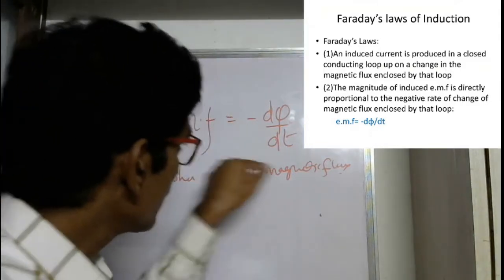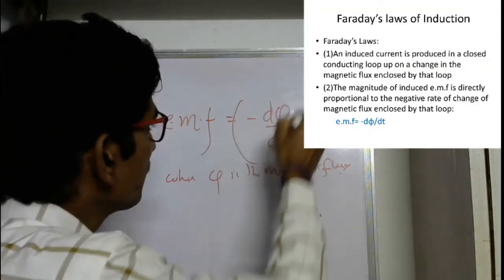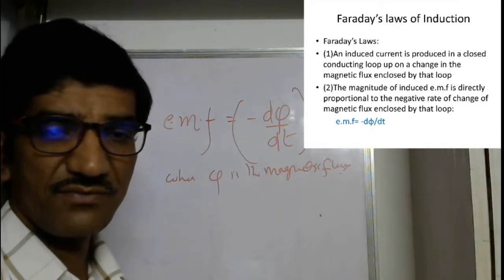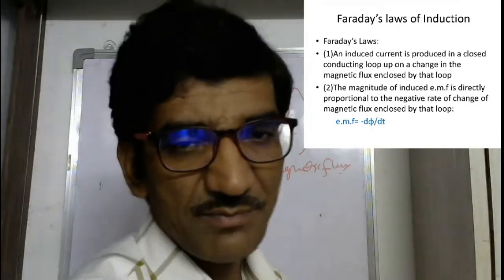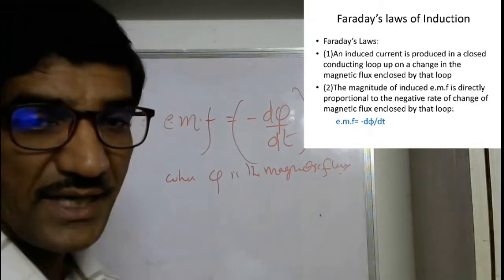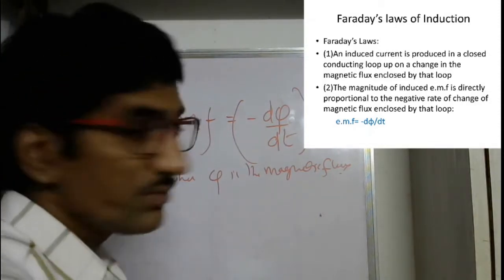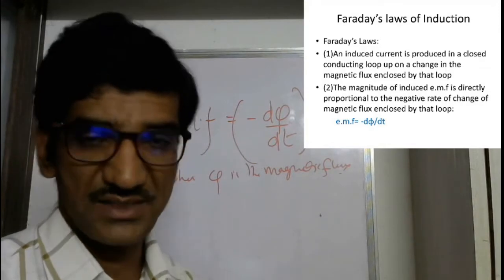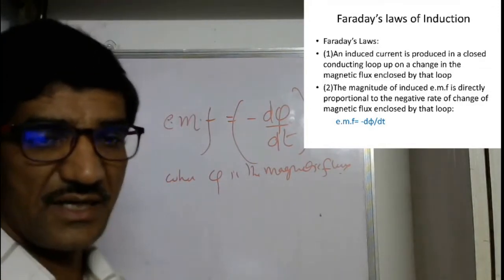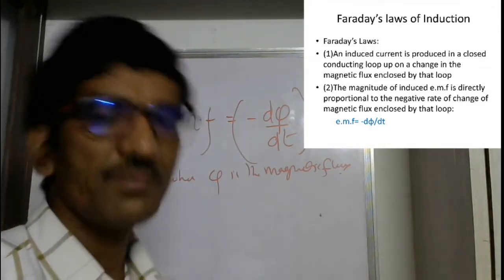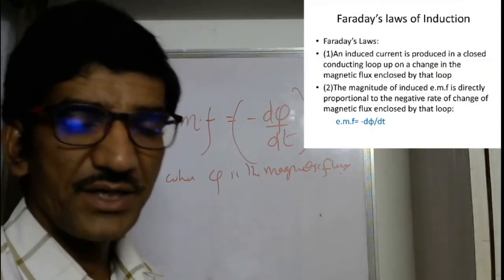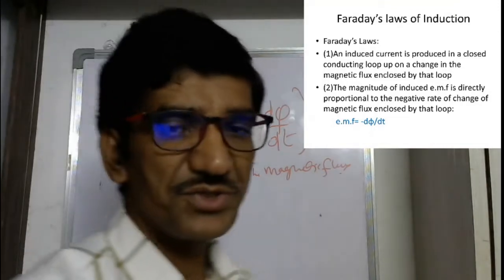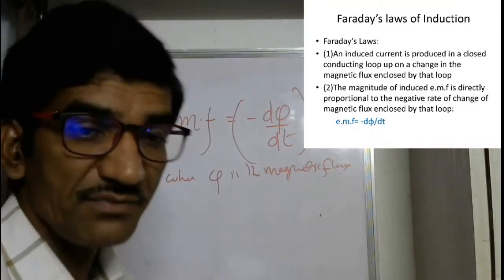What is this RHS? Negative rate of change of flux. So what is the second part of Faraday's law saying? The negative rate of change of flux linked with that conducting loop is giving the induced EMF in that loop, giving the magnitude of the induced EMF in that loop.